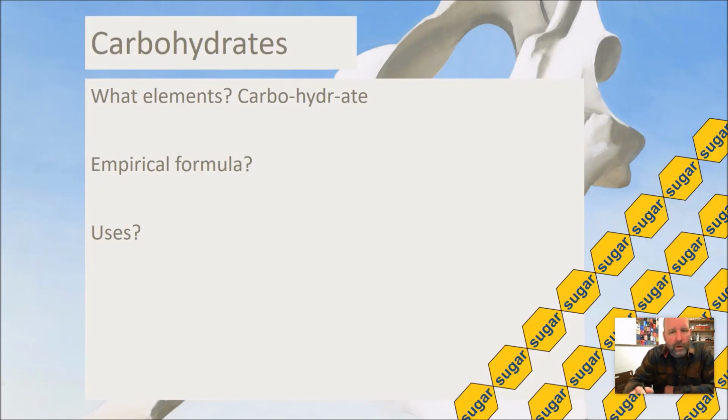So looking at carbohydrates. When you see "ate" in a chemical, that usually means an oxygen compound: chlorate, carbonate, nitrate, right? Those are all oxygens with the nitrogen or the chlorine or the carbon. Hydra, of course, is hydrogen, and carbo, of course, is carbon. So carbon, hydrogen, and oxygen. So usually they're in a 1 to 2 to 1 ratio. So the empirical formula is going to be something close to that.